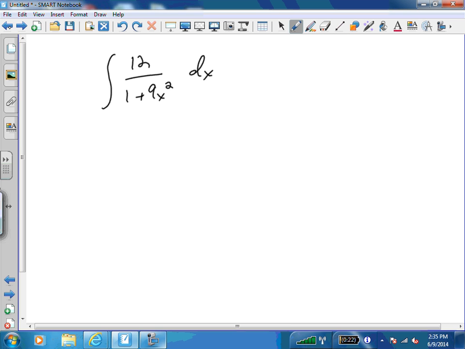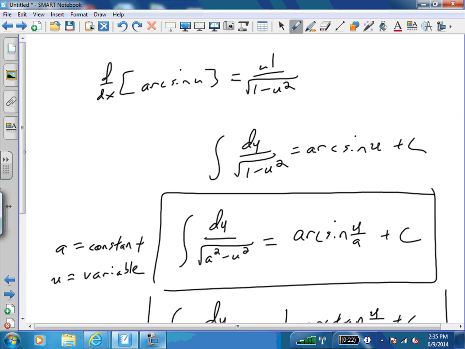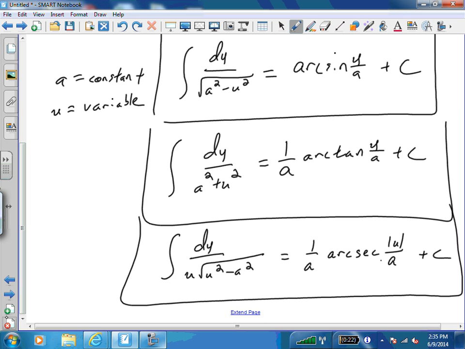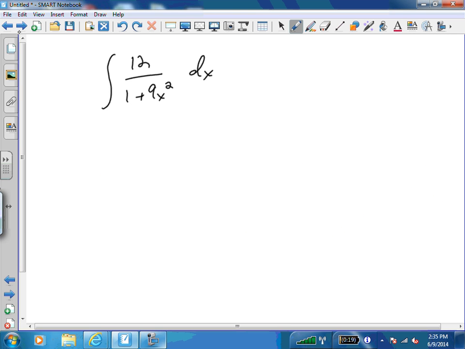We'll look back to our formulas, our new formulas. Does it look like it could be one of those? Might be that middle one. So if it is, that would be our a squared. That would be our u squared. So if a squared is 1, what does that make a? 1. If u squared is 9x squared, what would that make u?